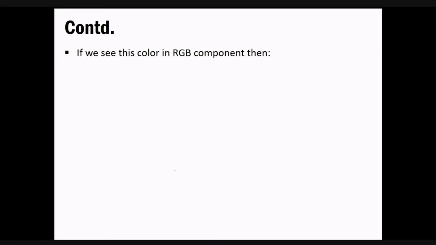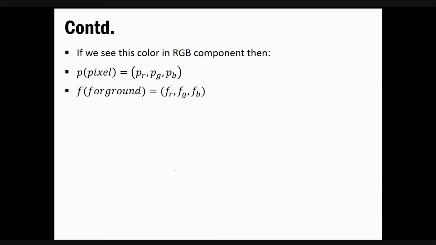Now if we see this color in RGB components, we have to consider this based on the pixel, the foreground color as well as the background color. Each color has its components, and our primary colors in this case are RGB, so you'd be giving some intensity values. Based on the summation and the product in the equation, you'd be getting a new color.